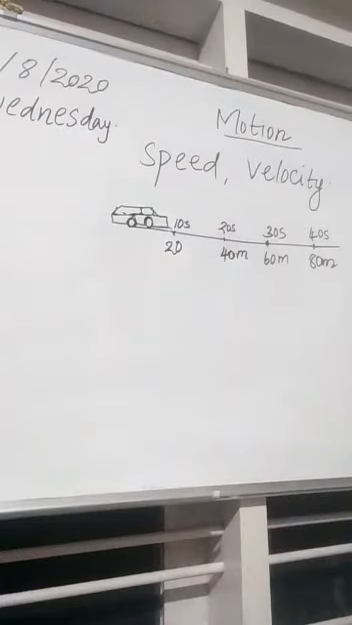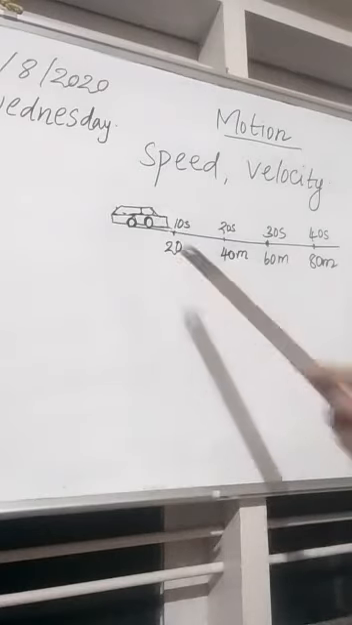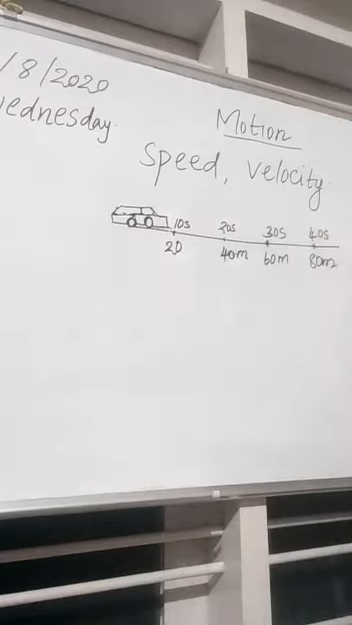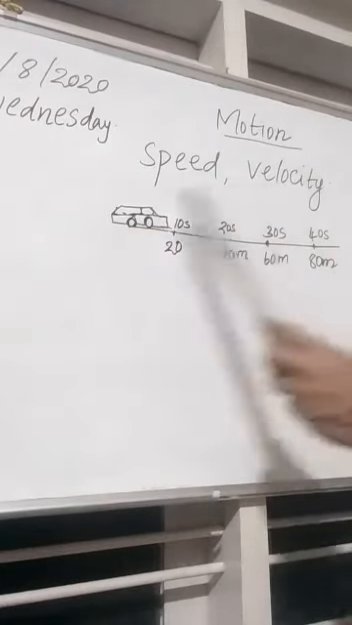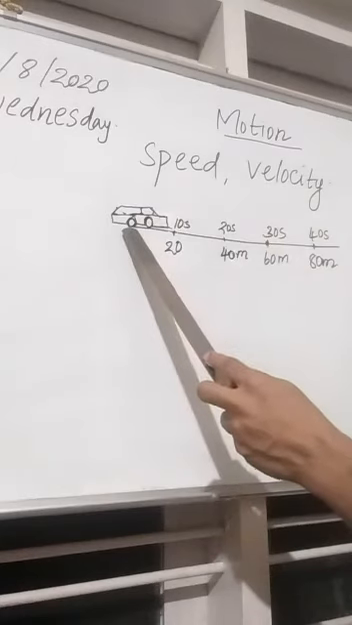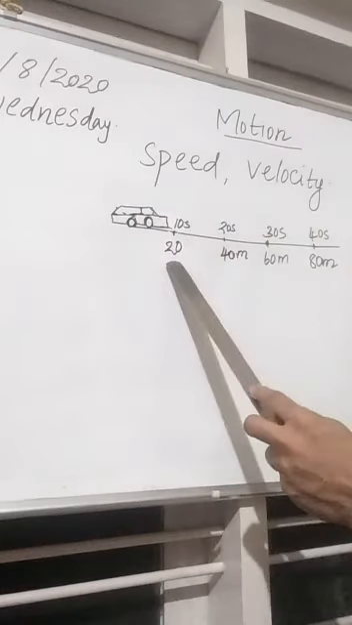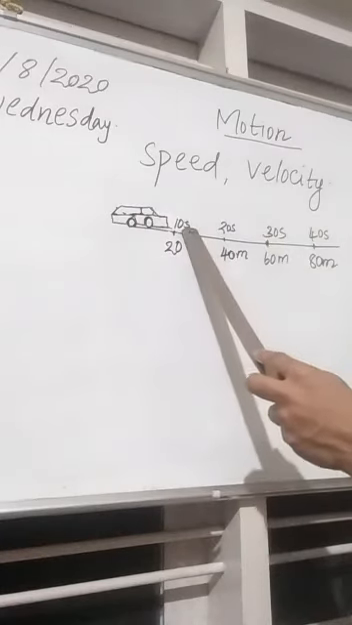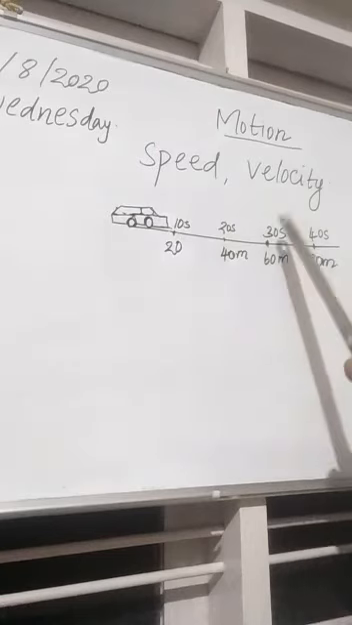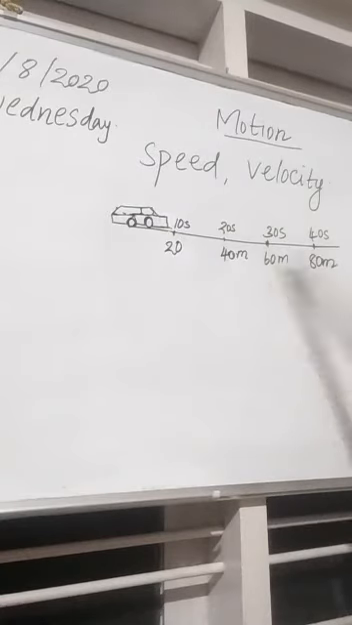So let us see. Now you can see here the car. It is moving in a straight line, on a straight road. Suppose this car covers 20 meter in 10 seconds. Next 10 seconds, that is 20 seconds, it covers 40 meter. In 30 seconds, it covers 60 meter, and in 40 seconds, it covers 80 meter.